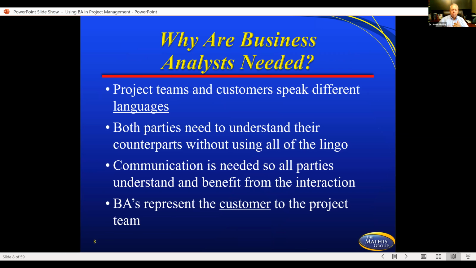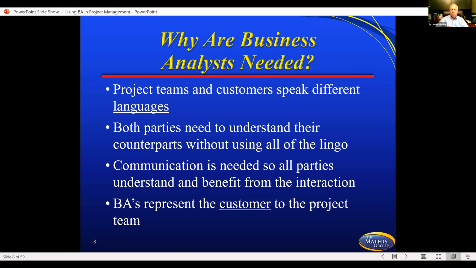You'll still see it happen in construction. You'll still see it happen where people are using their own lingo. And so both parties have to understand their counterparts' lingo. And that's the reason why it's so important that we have to almost become lingo free when we're trying to interview that customer. Communication is needed so that all parties understand and benefit from the interaction.